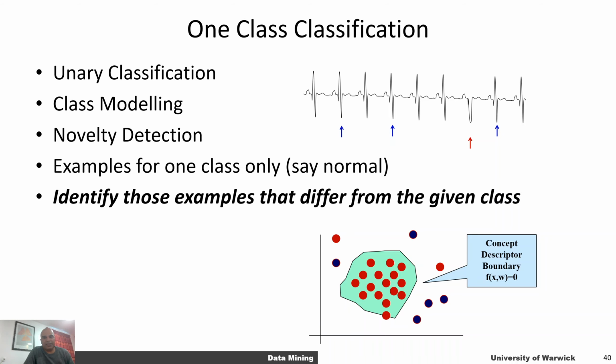The idea here is that in training, you are given examples of only one class. So let me give you a use case or an example where this would be really useful. Let's say you want to detect whether a person is having any cardiac abnormality at a given time or not. So what you do is you monitor the electrical activity of that person's heart using an electrocardiogram, or let's say you use an Apple Watch or something like that.